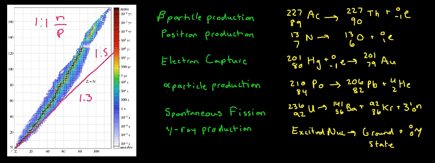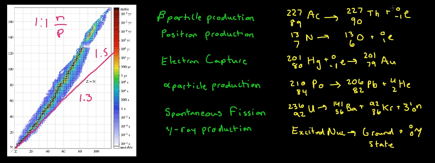That's the idea. Any element or isotope that's outside of the zone of stability is going to undergo nuclear decay in order to get it to a nucleus that is stable. So with that in mind, let's look at the different types of nuclear decay. We'll begin with the types that don't change the mass number. The first one is beta particle production.